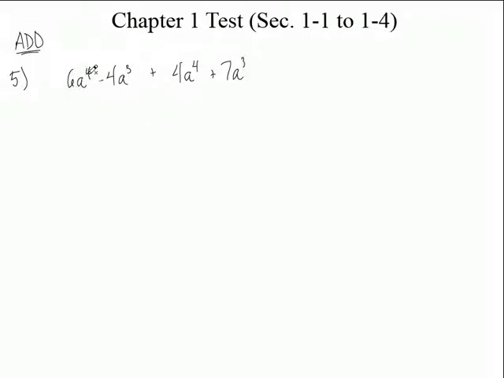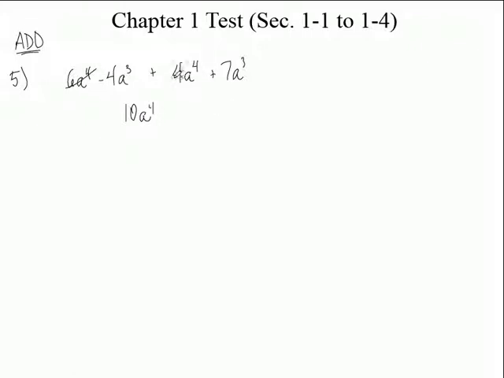So this is 6a to the fourth. I can only add a to the fourth to another a to the fourth. Do I have another a to the fourth? Yep, right there, a to the fourth. So this means I have 6 of these things. This means that I have 4 of these things. So I add them together. 6a to the fourth plus 4a to the fourth is 10a to the fourth.